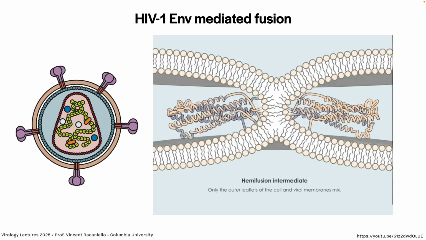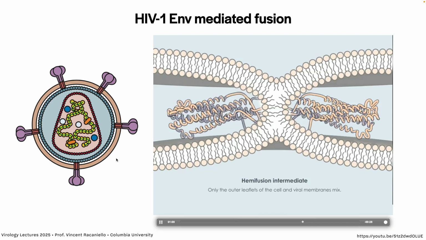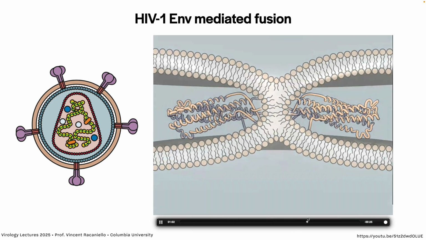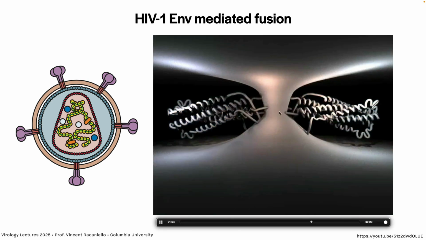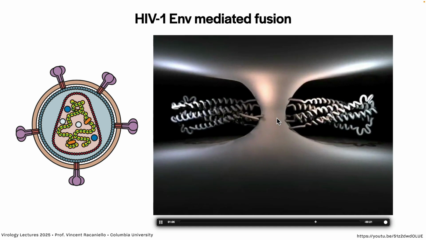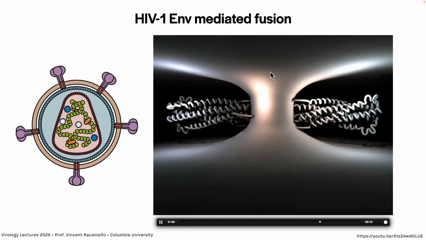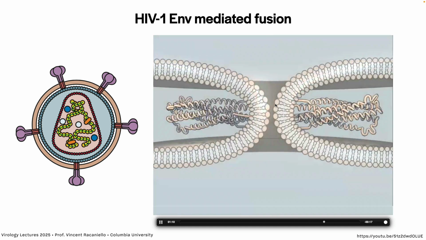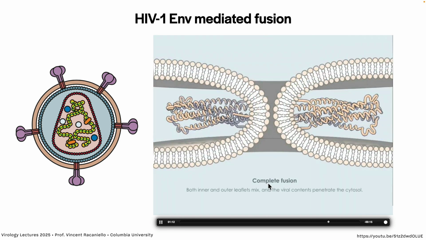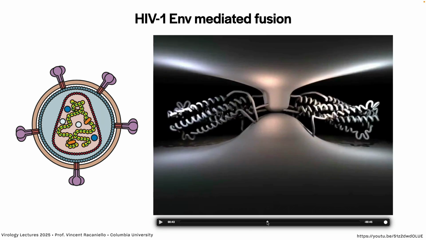But let's see if I can back up just a bit. Yeah, that's the second pore forming, and now the contents of the virus can go through into the cell, complete fusion. So why do the glycoproteins do that? Let me try and show you.